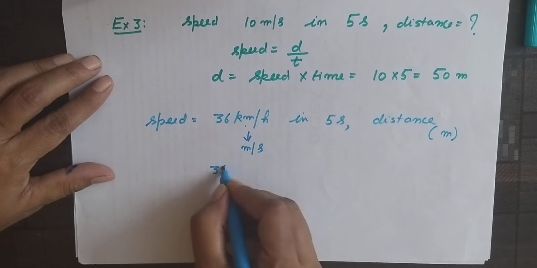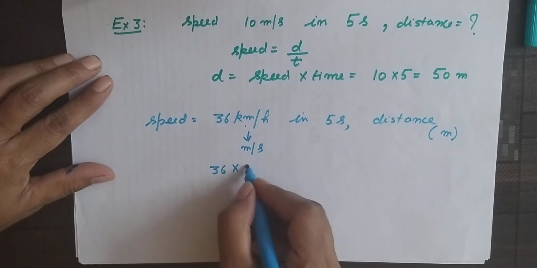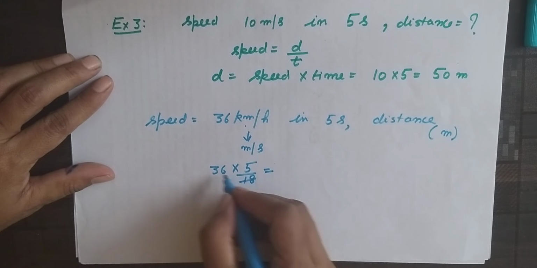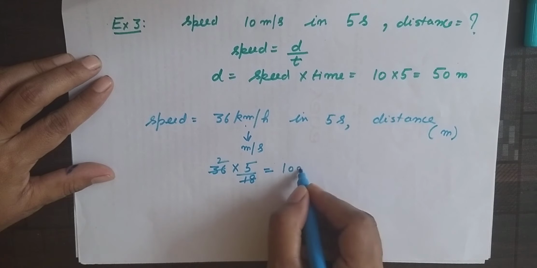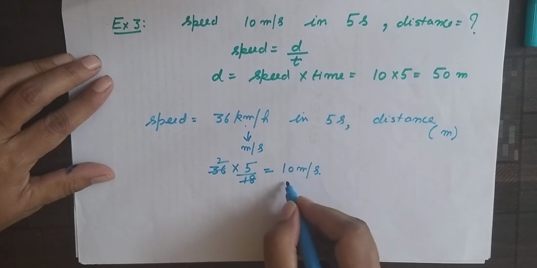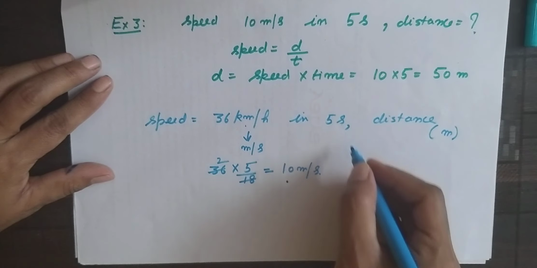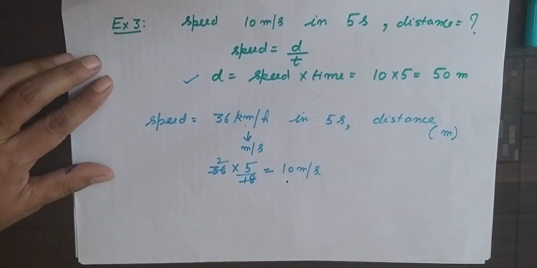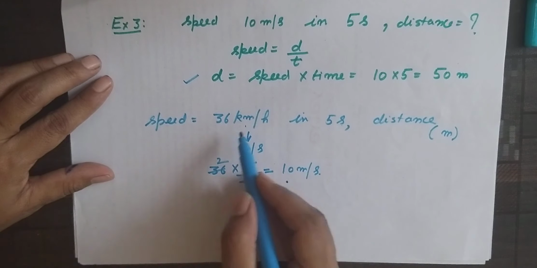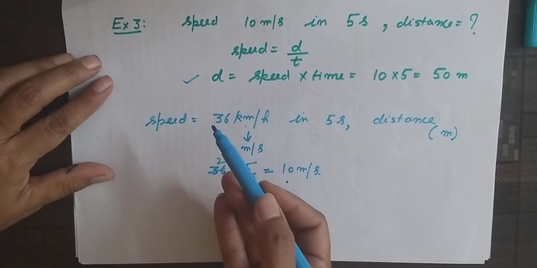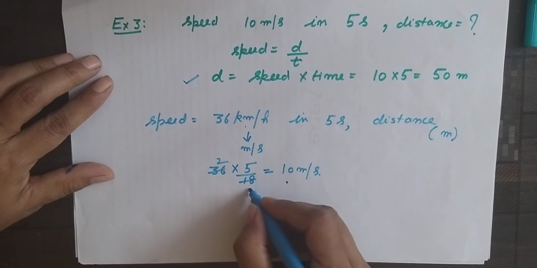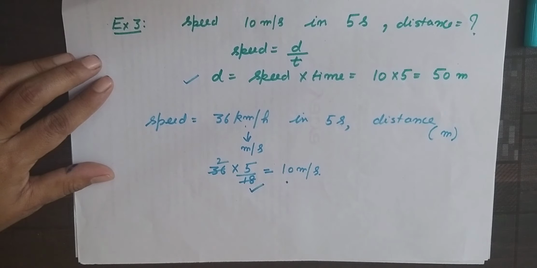So in that case, 36 kilometer per hour multiply 5 upon 18. So that will be 18 and 2, so 10 meter per second now. So now the speed here is 10 meter per second, time is 5 seconds, and we can calculate the distance as we have done in this example, right? So this is simply how we need the unit conversion from kilometer per hour to meter per second, because we have to give the answer in SI unit, right? So simply I have to multiply this term by 5 upon 18.